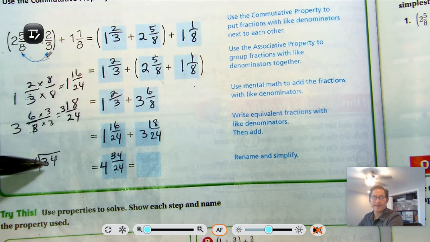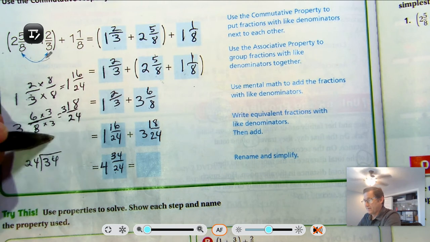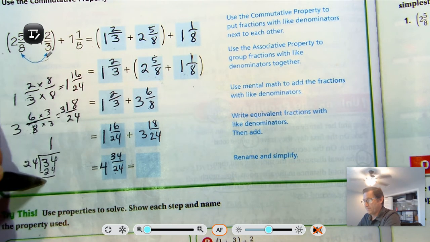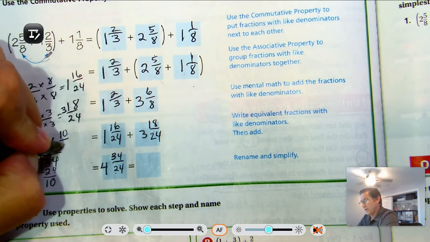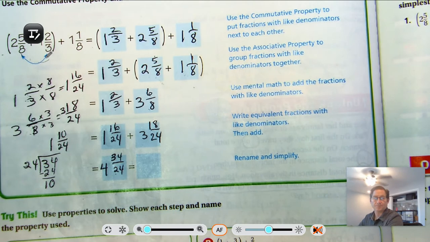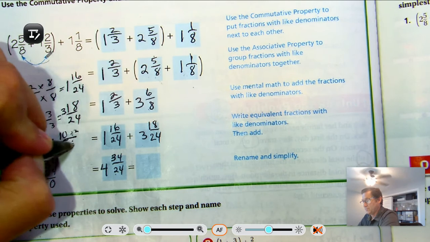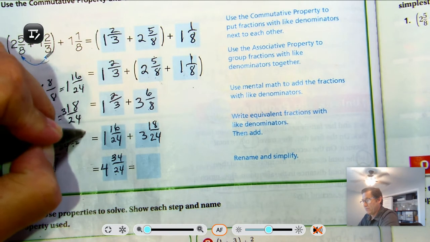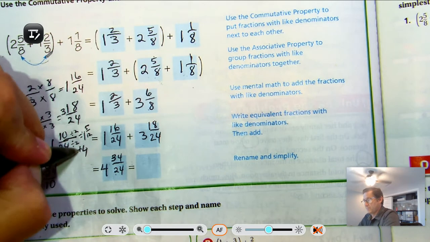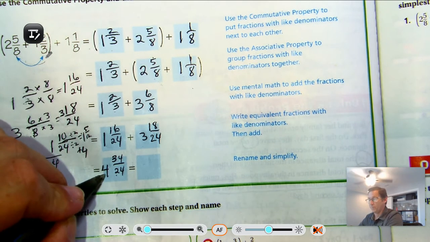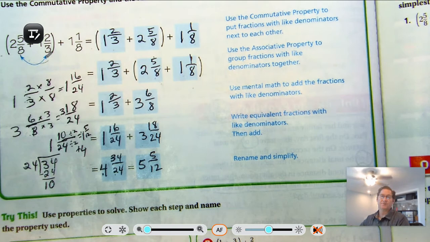The numerator is the dividend. The denominator is the divisor. I can take 24 from 34 with a remainder of 10. So I get 1 10/24. But I can simplify 10/24 by dividing by 2. So I actually have 1 5/12 plus the 4 whole number here. So 4 and 1 is 5, 5/12.